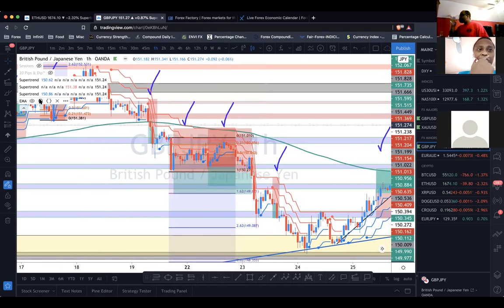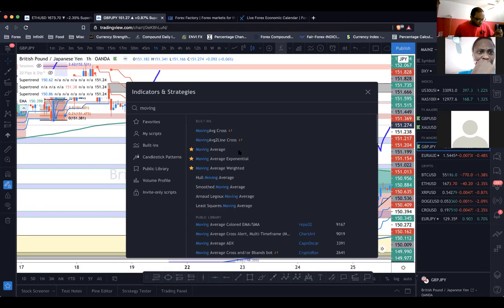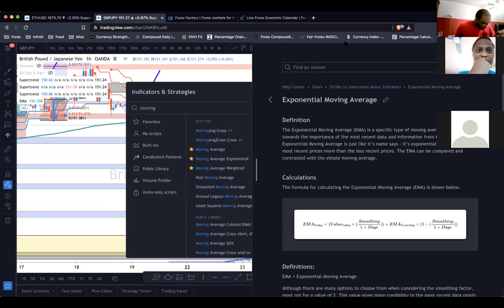EMA is an exponential moving average. You can find it over here in indicators and strategies, moving average, exponential. It's kind of a definition here. It's basically like a support and resistance trend line, or essentially a dynamic trend line. It moves with the candles and sort of gives you your trend depending on where price is on that time frame. So we're on the 1 hour.